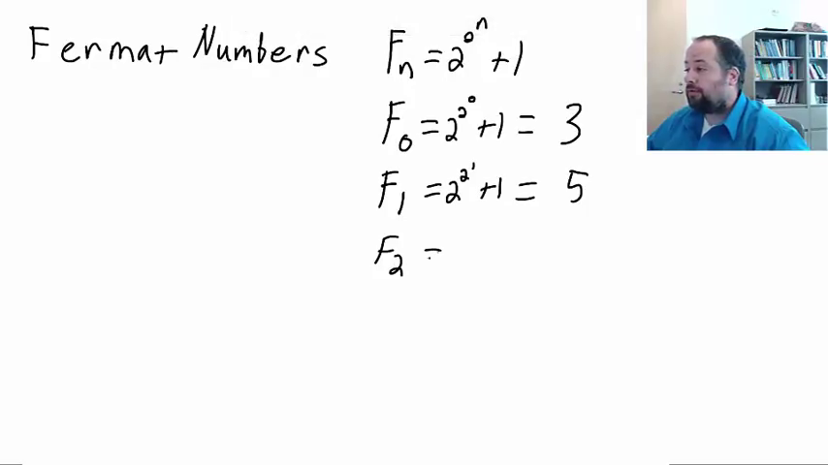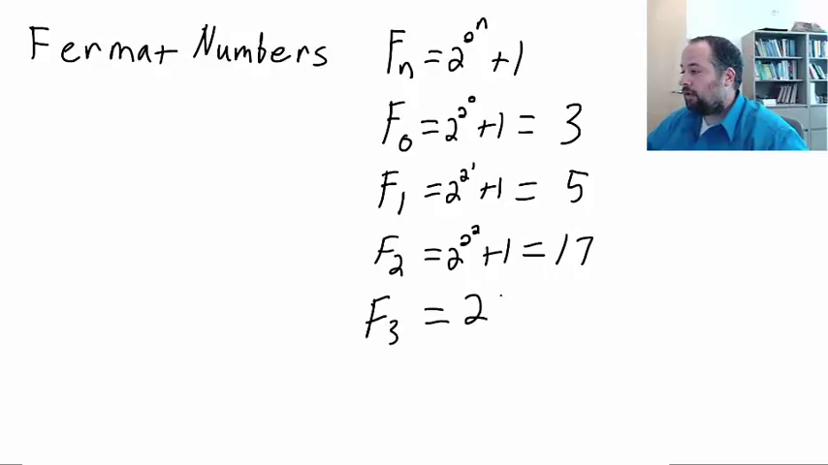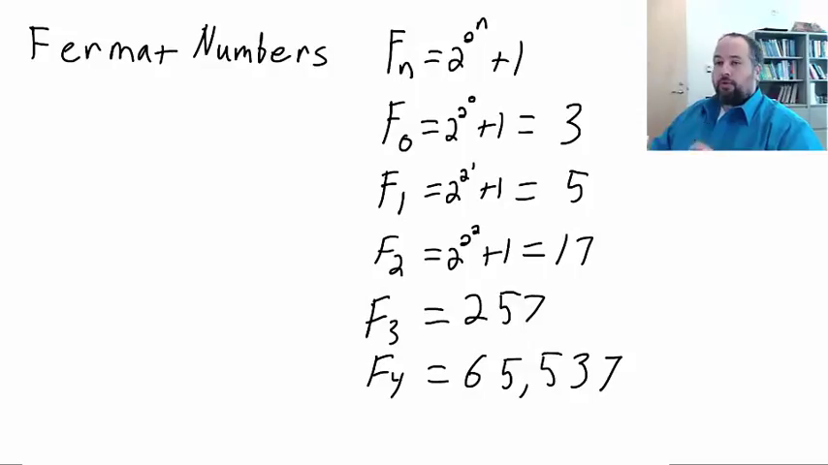F of 2 is going to be 2 to the 2 to the 2 plus 1. 2 raised to the 2 is 4. 2 raised to the 4th power is 16 plus 1 is 17. Notice so far they're all prime. And I'm not going to keep doing all of these, but F of 3 is 257, and F of 4 is 65,537. So those are Fermat numbers.